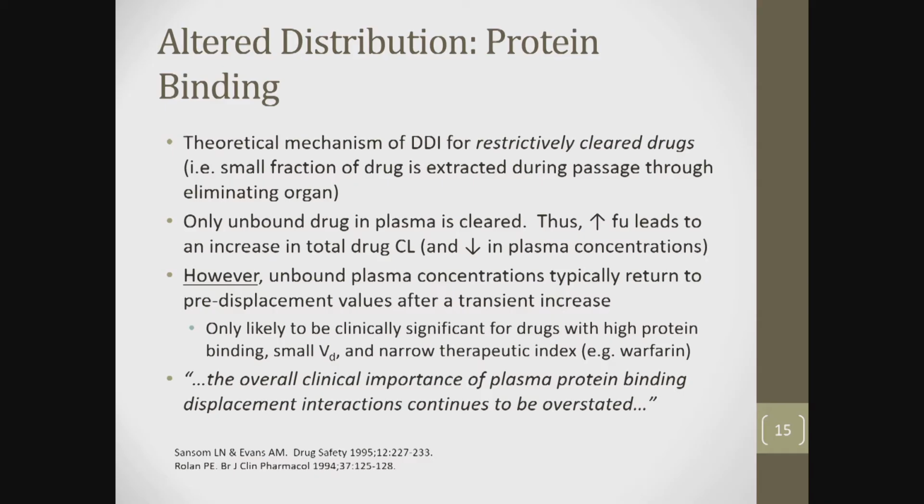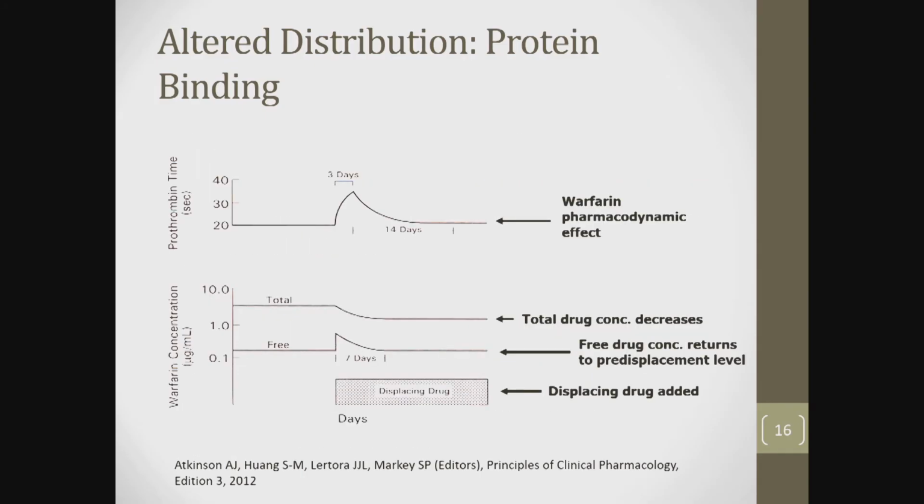At the same time, we know only unbound or free drug is available to act upon the pharmacologic target. But because in general unbound plasma concentrations return very quickly to pre-displacement levels after a transient increase, these are rarely clinically relevant. And I have a quote here from a publication that states the general clinical importance of plasma protein binding interactions has been largely overstated. And I'll show this as an example.